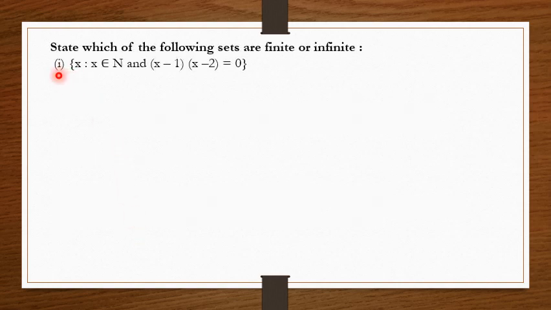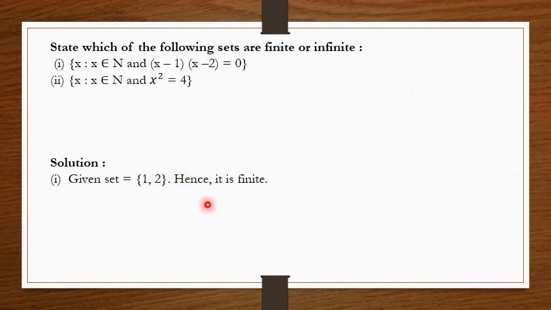Here, what about this set? Is it a finite or an infinite set? The set of all x such that x is in N, that is, x is a natural number and also x is a solution of this equation. This set contains the elements 1 and 2, because 1 and 2 are the solutions of this quadratic equation. There exist two elements, so it is finite. So this set is a finite set.